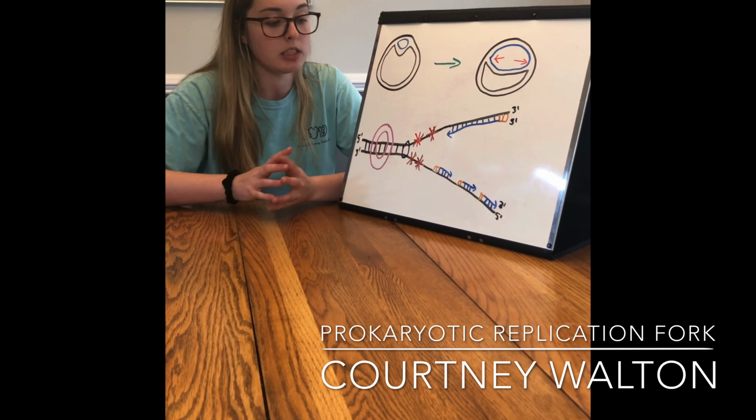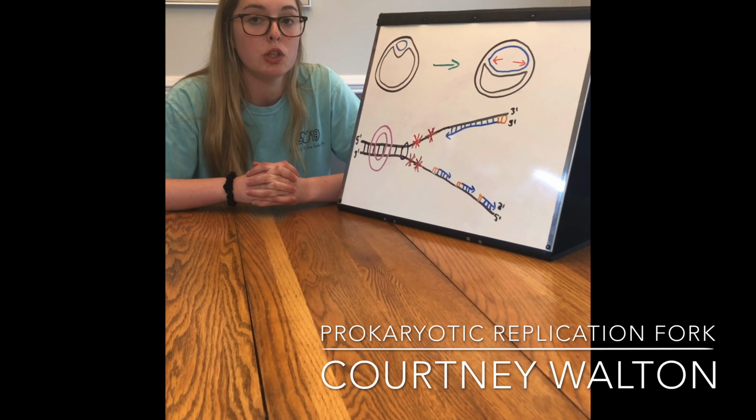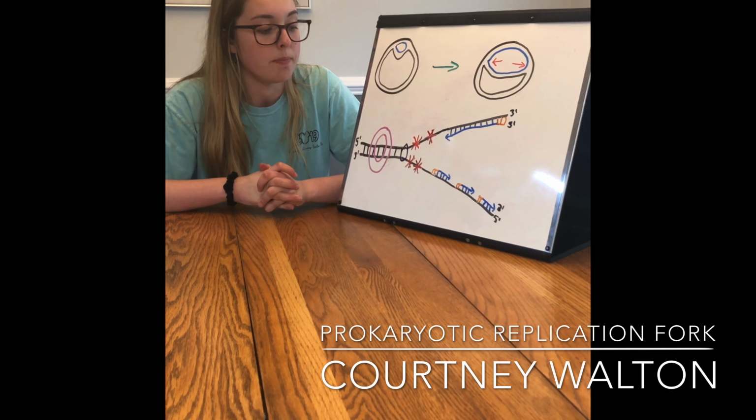Gyrase is a topoisomerase that is in front of the replication fork to prevent stress and supercoiling from happening, and it does this by nicking a phosphodiester bond in the DNA, and this is a bond that connects sugar molecules and polynucleotides.